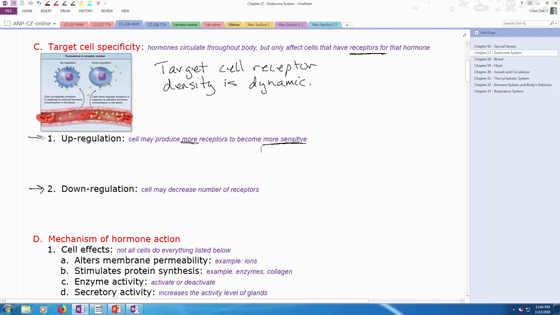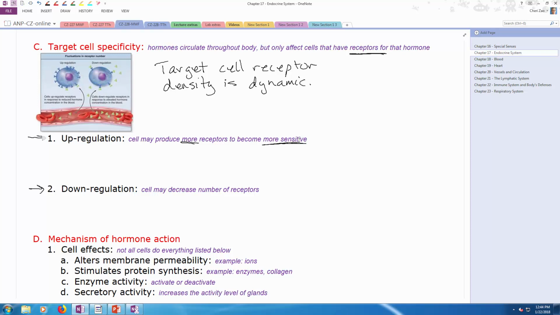Do hormone levels always stay exactly the same? No, they vary. And so as they vary through the day, the cells will actually be able to detect that and also change the number of receptors that they have if they have a need. If you have a need for more of that hormone for your cellular metabolism, what will you do? Will you downregulate or upregulate? Upregulate.